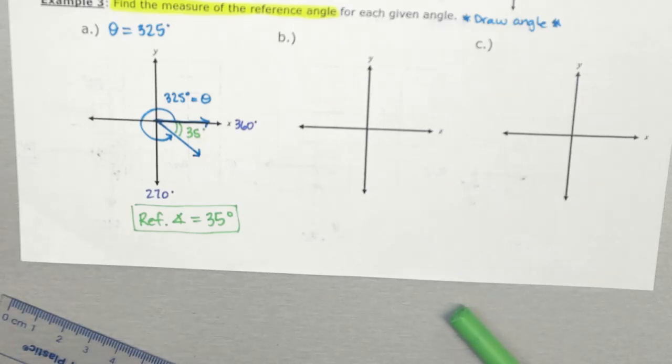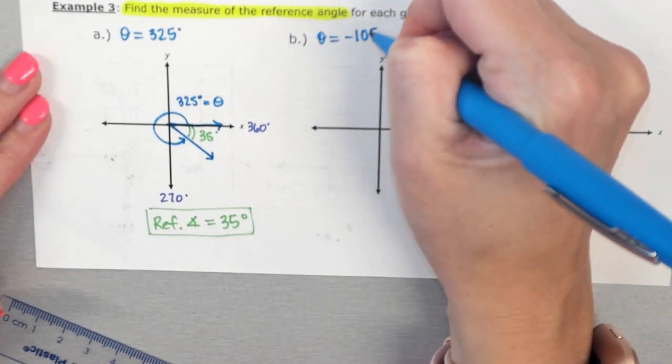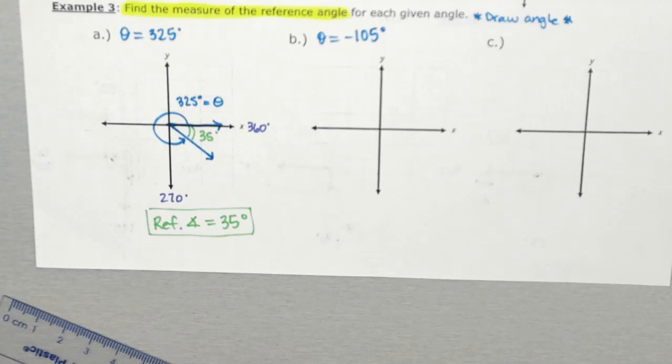Your reference angle should always be positive and it should always be acute, unless there's a special case where it's 90 degrees. Okay, so your theta value is negative 105 for part B. I just want you to start by graphing that angle on there.